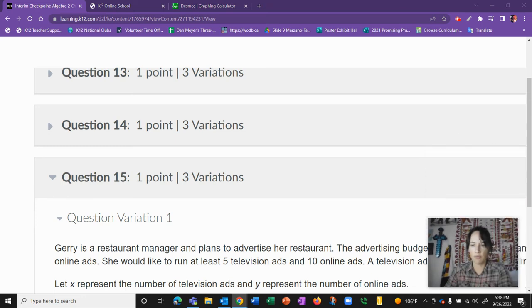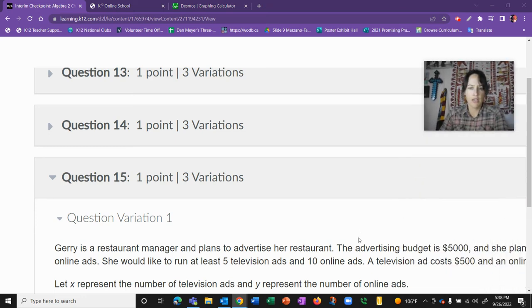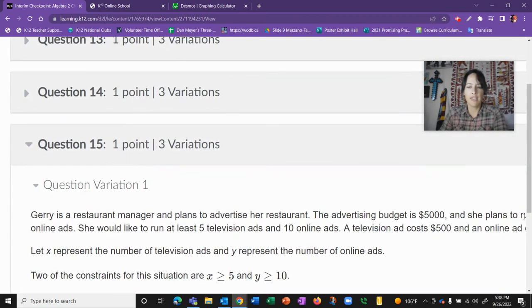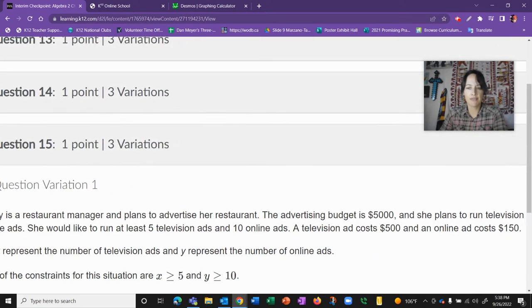Word problems. Oops. Ooh, no, I just want to move this. Word problems. Linear programming.